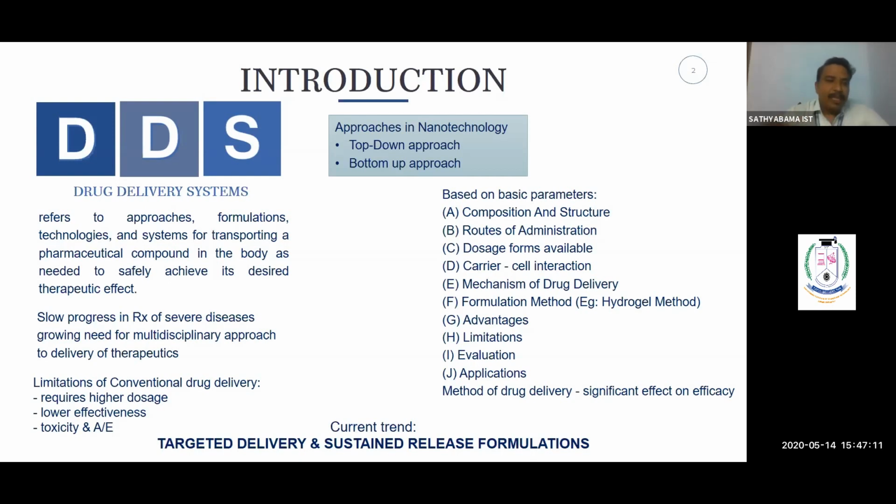Coming to this process of drug delivery systems, we will understand that it is an approach, a formulation, a technology, and a system for transporting pharmaceutical components into the body, with safety achieved along with the therapeutic effect. It means that without reducing the drug effect, we have to ensure that this compound is effectively taken up into our system.